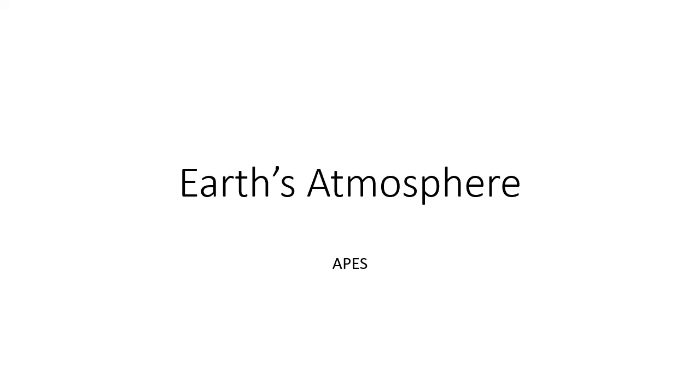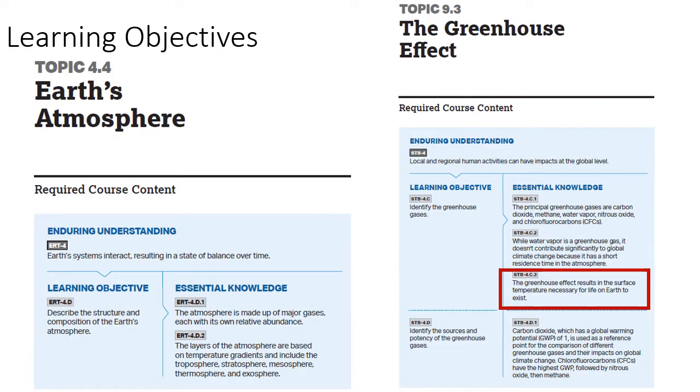Welcome everyone. This PowerPoint is AP Environmental Science, Earth's Atmosphere. The learning objectives, we're going to focus on topic 4.4, which is Earth's atmosphere. The enduring understanding: Earth's systems interact, resulting in a state of balance over time. This is the same enduring understanding as the last one where we talked about tectonic plates.